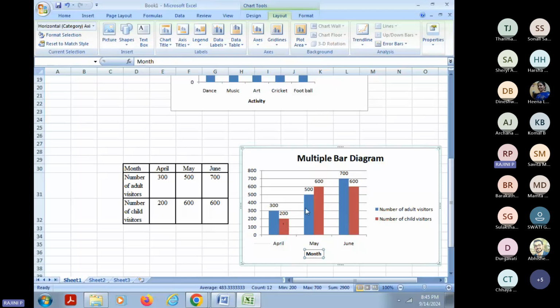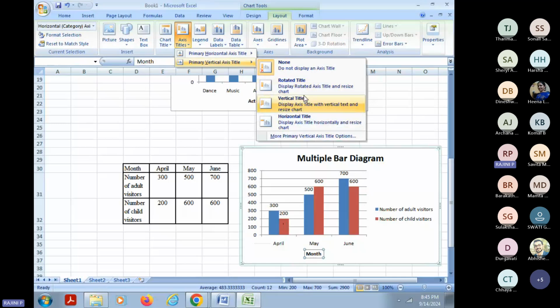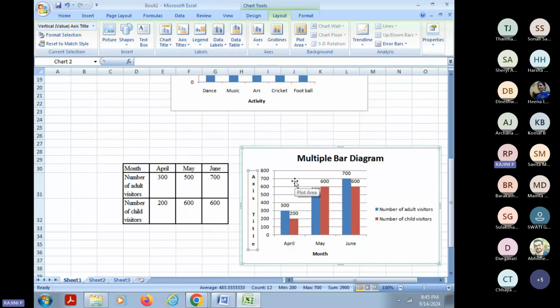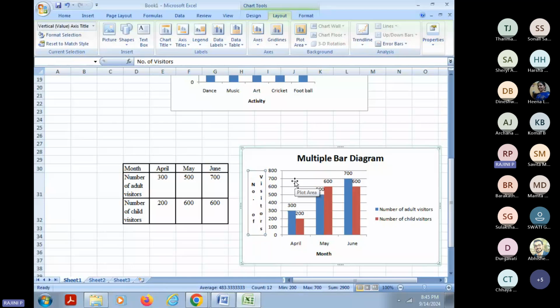With the colors you can understand. So adult, here I'm taking vertical, and you can take anything. Here I'm writing the number of visitors. Okay, then you'll be getting this. Clear? So this is a multiple bar diagram. Is it clear, everyone? Yes, ma'am. Yeah, thank you.